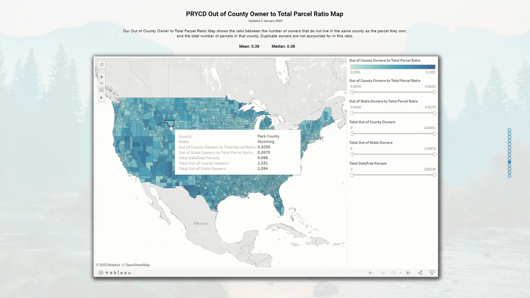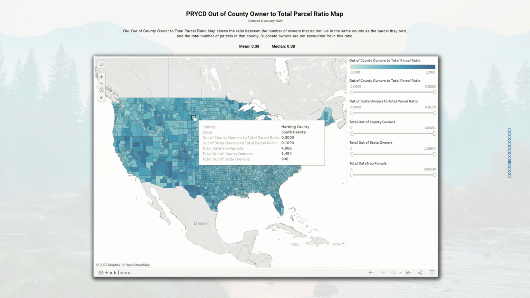And the reason why this is important is because it's one of the common theories amongst investors that the further they are away from the property that they own, the more likely they are to potentially sell that property to you.